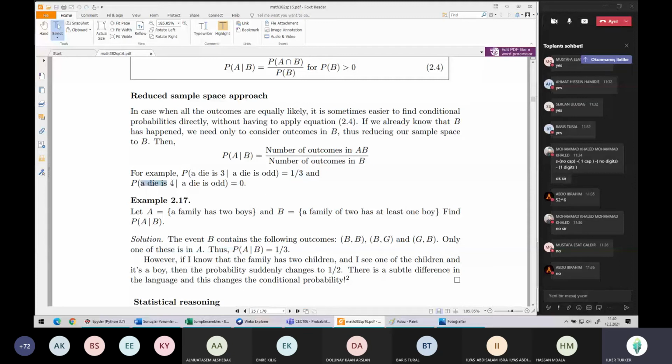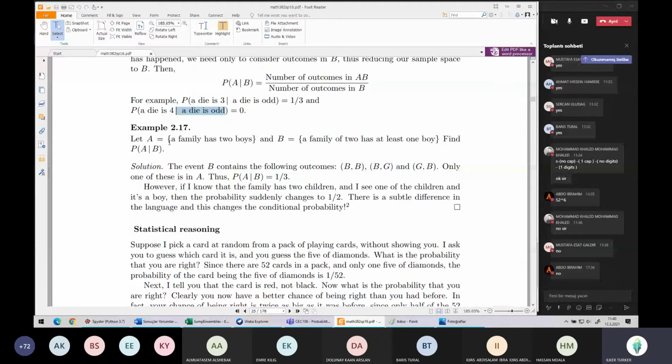And the probability that a die is 4 standalone is 1 over 6. But if it is given that the die is odd, you see that they have no intersection. So it is 0 over 3, so it is 0. Let A be a family has 2 boys, and B, a family of 2 children has at least 1 boy. Find P(A given B).